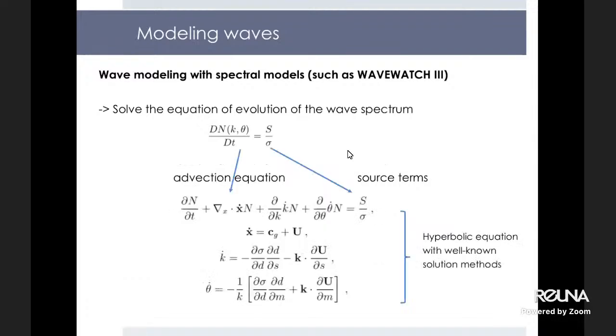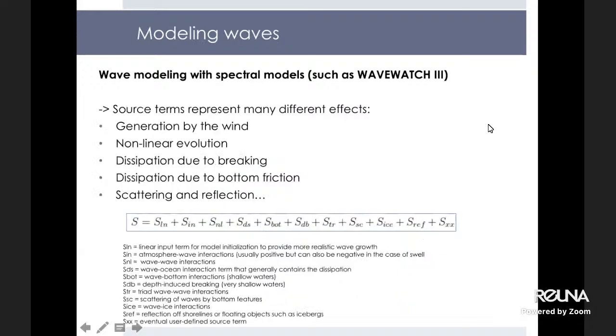So for solving this equation, there is an advection part, of course, and in this advection part, there is the influence of the ocean current, for example, and there is also a source term part, which is divided in several components, as can be detailed over there. For example, these source terms will represent different effects, such as generation by the wind, nonlinear wave-wave interactions, dissipation due to breaking or to bottom friction, scattering, reflection, etc. So they are an important part of wave modeling, and not that easy to parameterize.